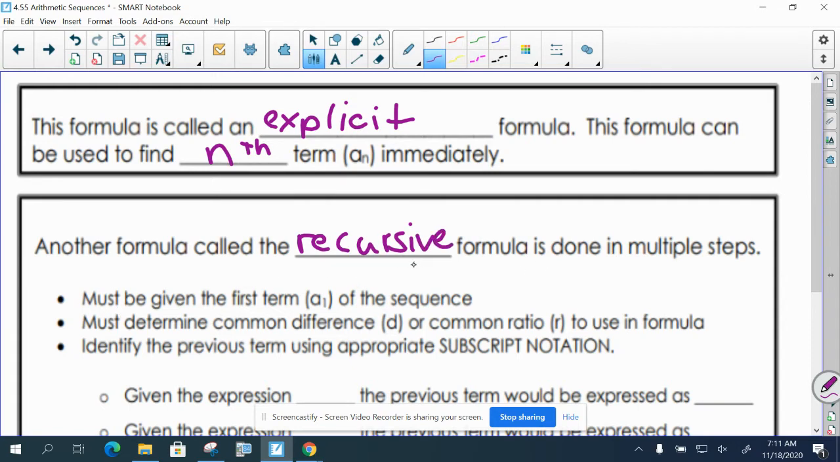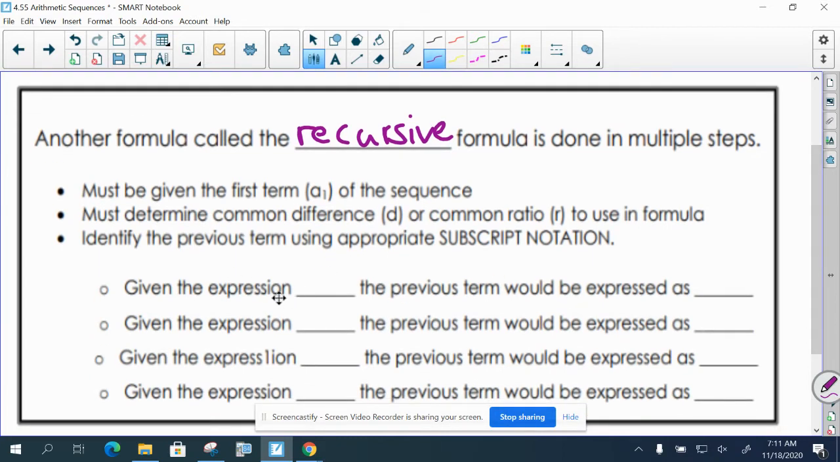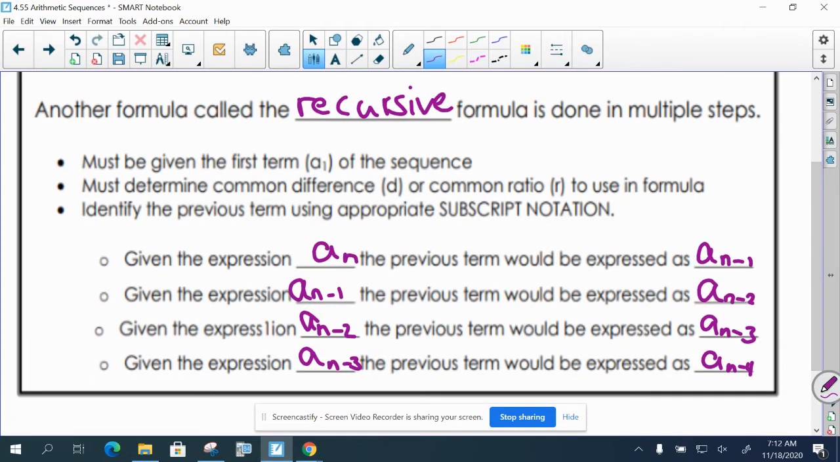In order to know the recursive formula, we need to know the term before the term that we are trying to find. Here's an example. If you're given the expression a sub n, the previous term will be a sub n minus 1. If you're given a sub n minus 1, the previous term, the one before it in the sequence, will be a sub n minus 2. If you're given a sub n minus 2, the previous term will be a sub n minus 3, and so on and so forth. The previous term will be a sub n minus 4. We're going to see this notation in the recursive formula.